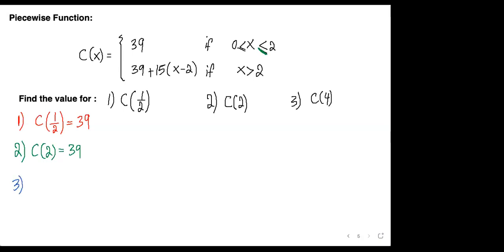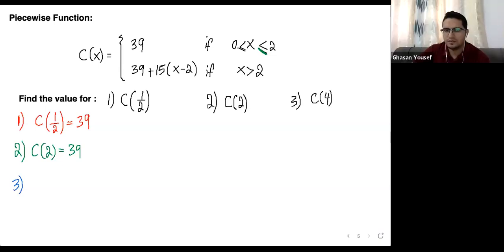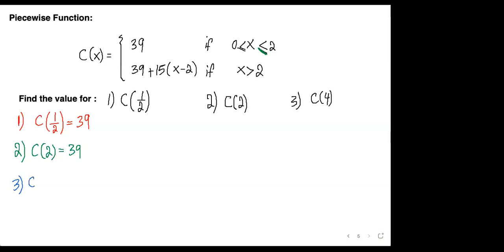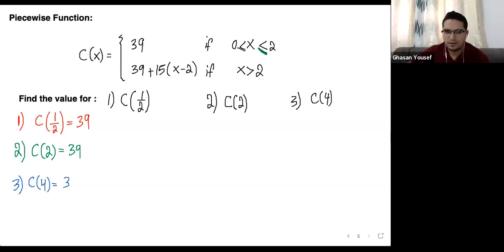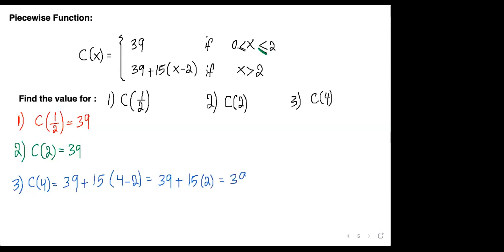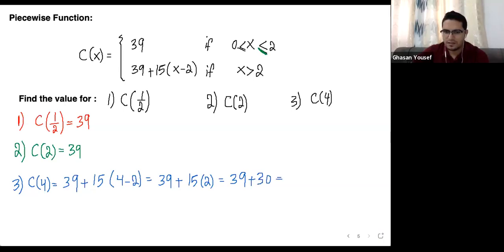For the third one, it's the second rule, because the 4 is greater than 2. The 4 is not between 0 and 2. So we have to plug the 4 inside the second rule. So C of 4 equals 39 plus 15 times 4 minus 2. 4 minus 2 is 2. So here I get 39 plus 15 times 2. 15 times 2 is 30. So I get 39 plus 30, and the answer is 69. Yes, 69.